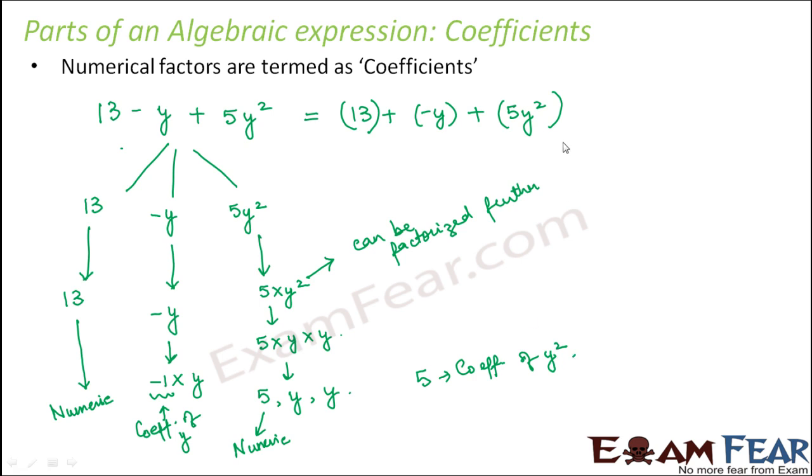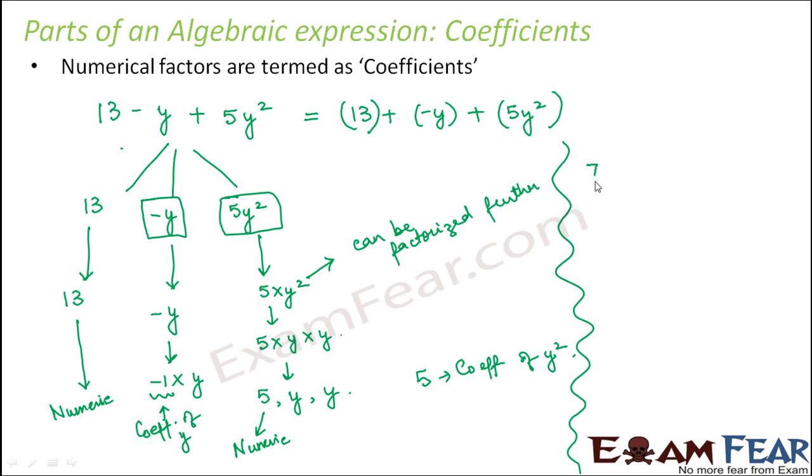So let us look at some more examples. I think you understood the idea of coefficient. Coefficient means the numeric factor part, and coefficient is always with respect to a specific term. For example, the coefficient of y square is different from the coefficient of y in this expression. So whenever you talk about coefficient, you talk with respect to a particular term. In this term, the coefficient of y square is 5. Similarly, in this term, the coefficient of y is minus 1.